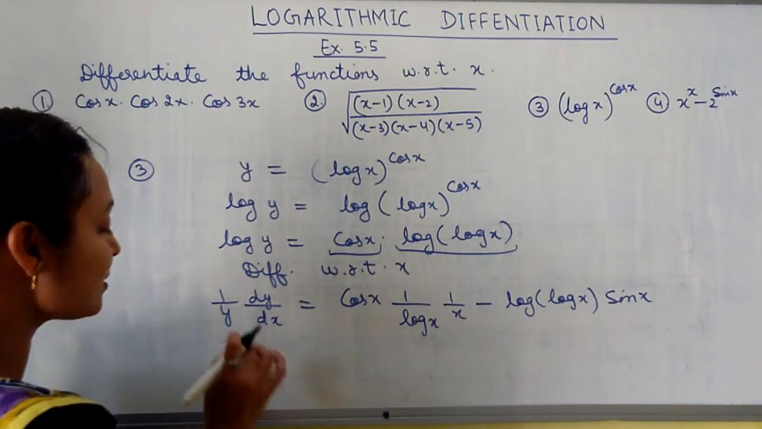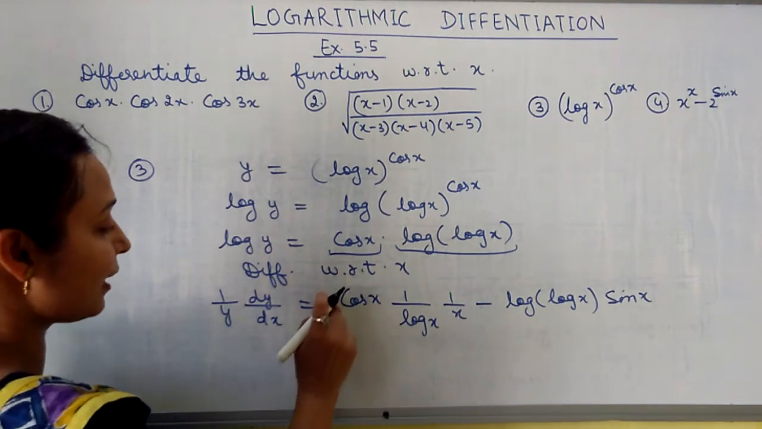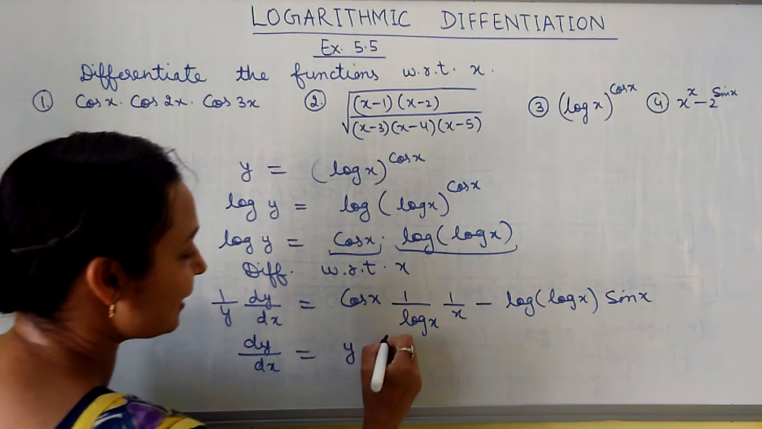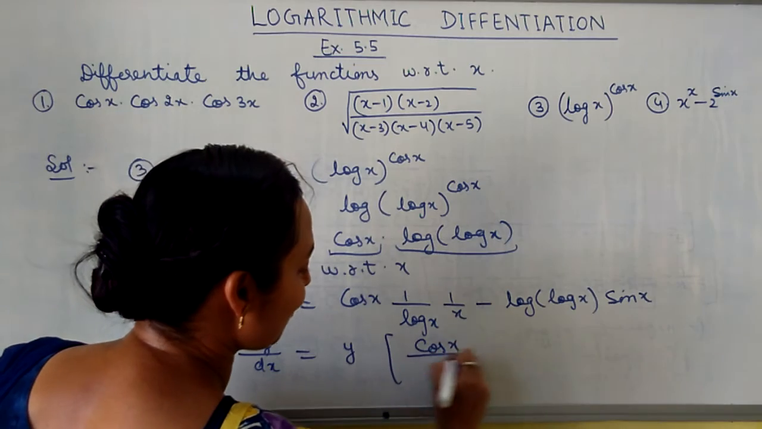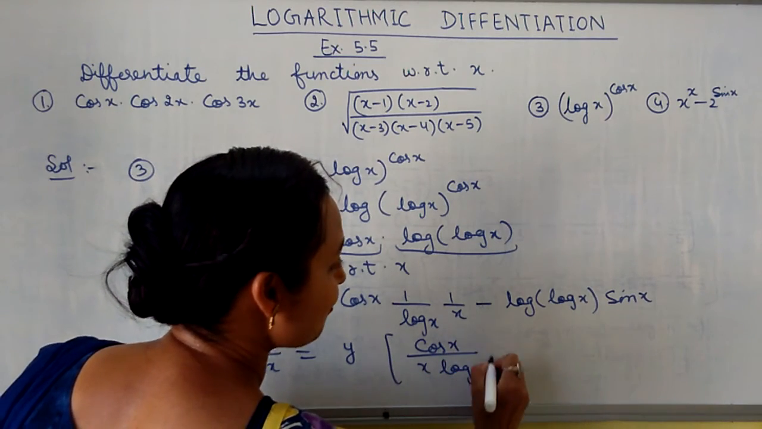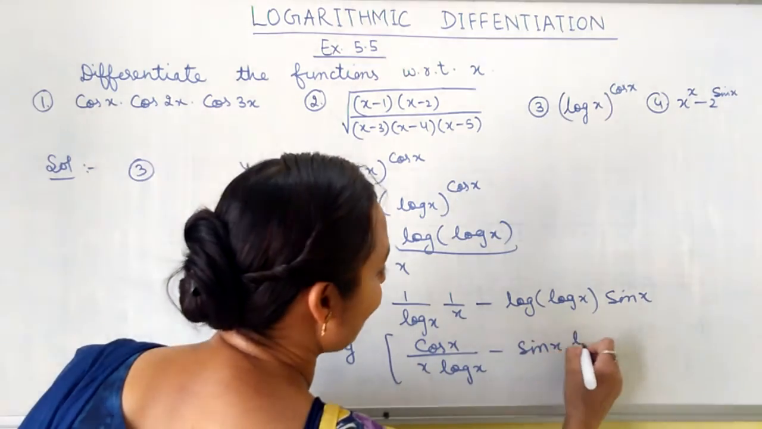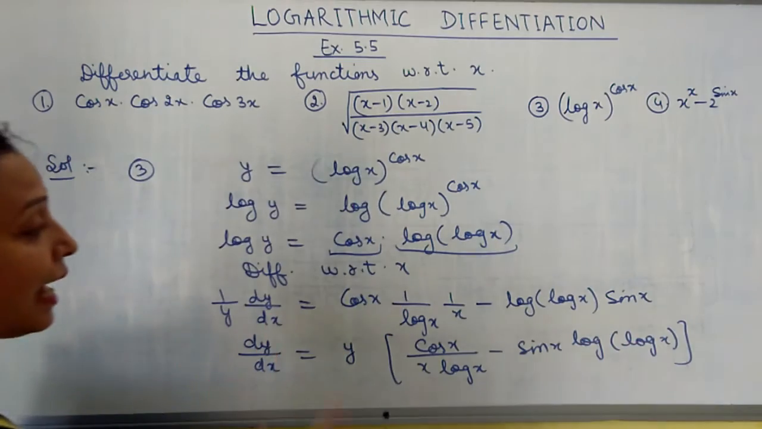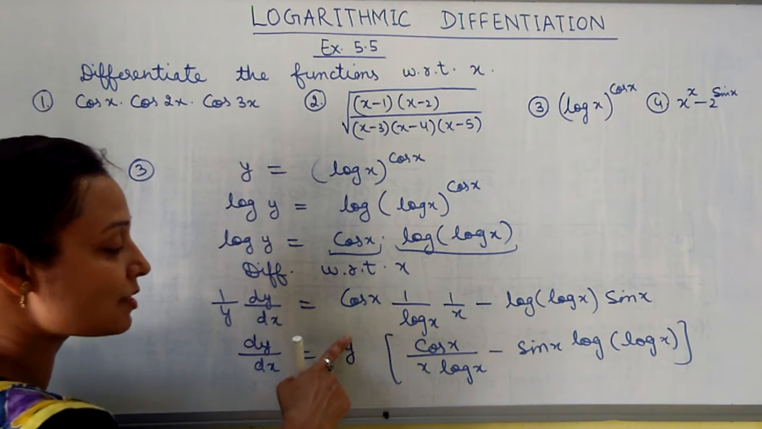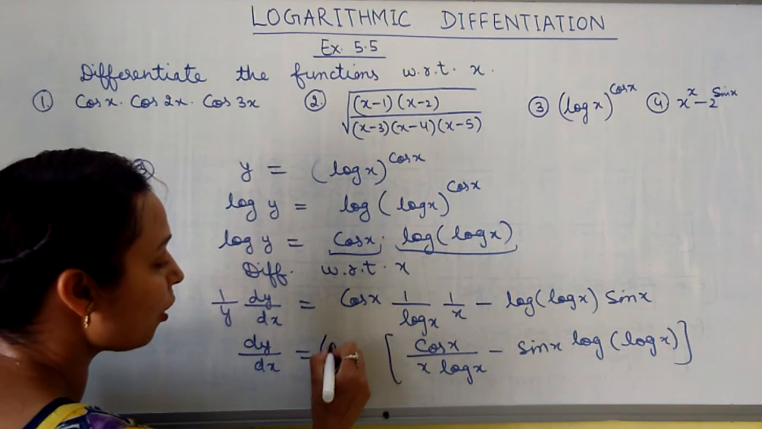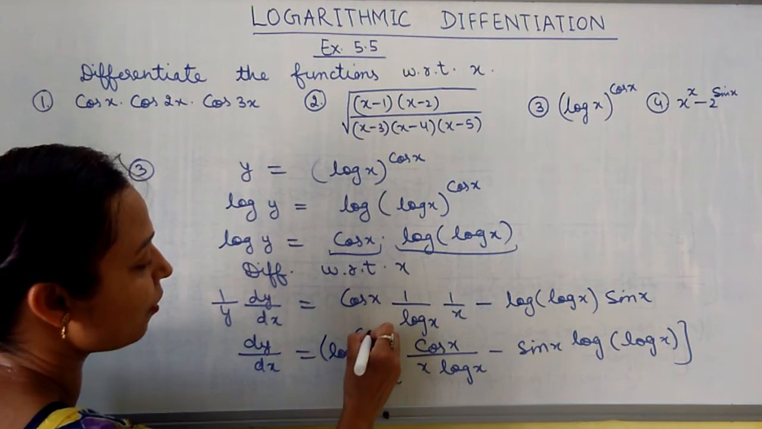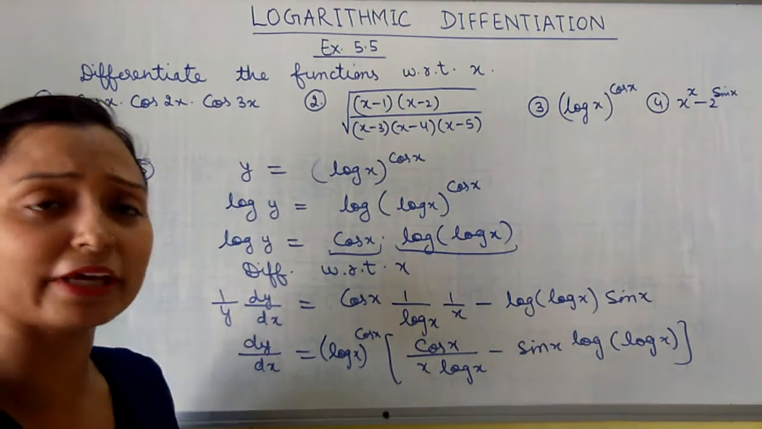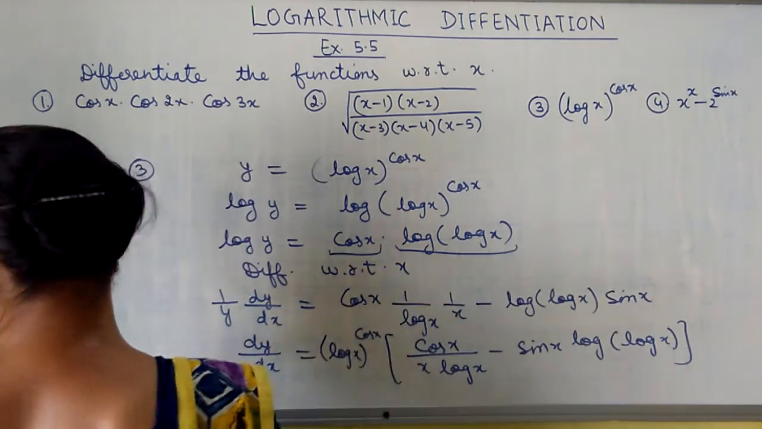Only thing is you have to take this to the right hand side. dy upon dx is equal to y times, that is, cos x upon x log x minus sine x log x. This is very simple simplification. At last you have to change this y in the form of log x raised to power cos x. So this is the way to solve the logarithmic differentiation. Very easy. Now come to the fourth question.